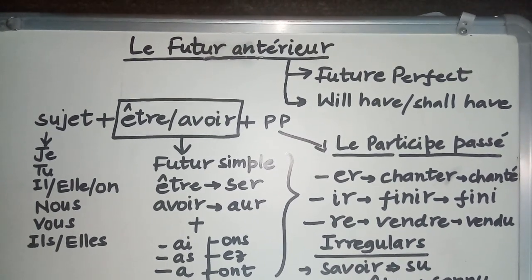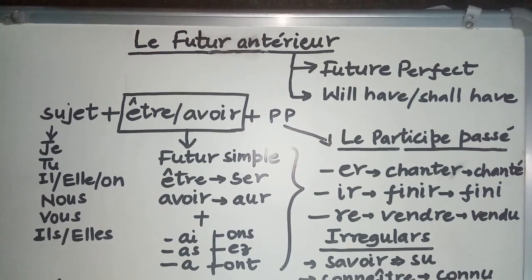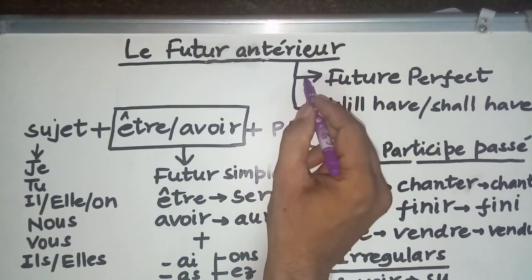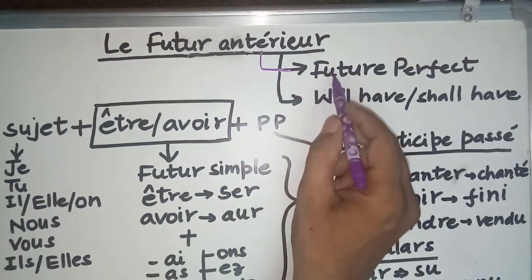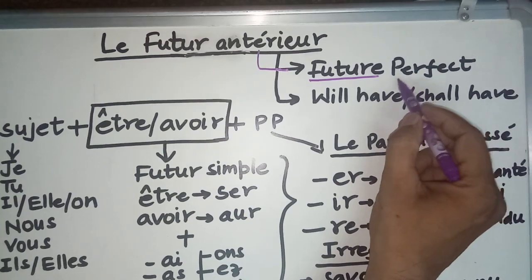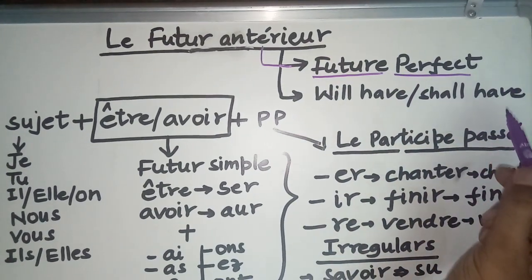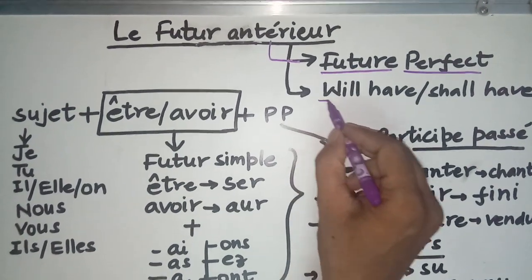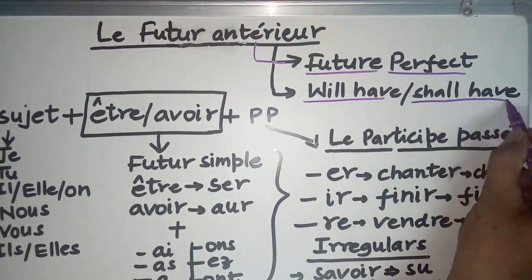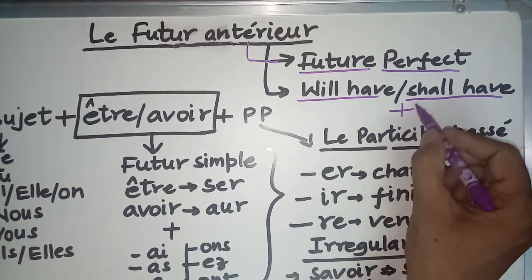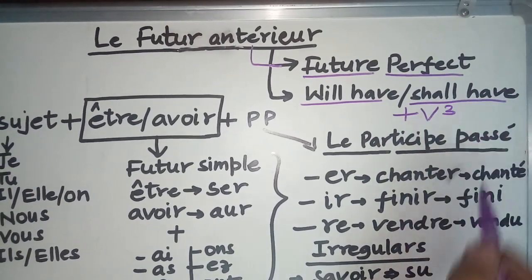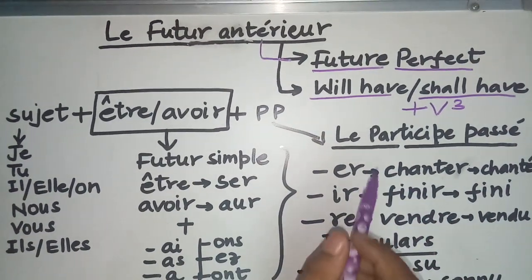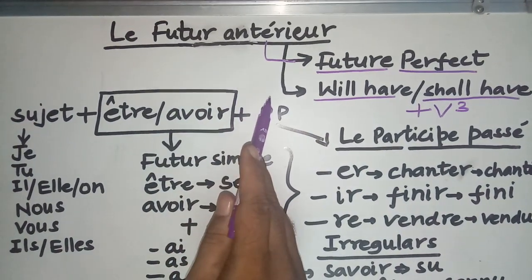On the request of my friends and students, I have chosen this topic, le futur antérieur. Le futur antérieur has the English equivalent, the future perfect tense. The auxiliary verbs for that are will have and shall have. After that, we write the verb's third form, V3, in English. To translate these sentences in French, we use le futur antérieur.